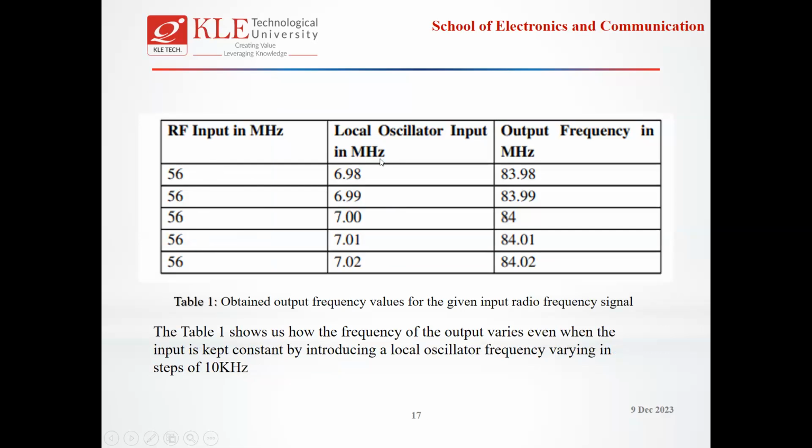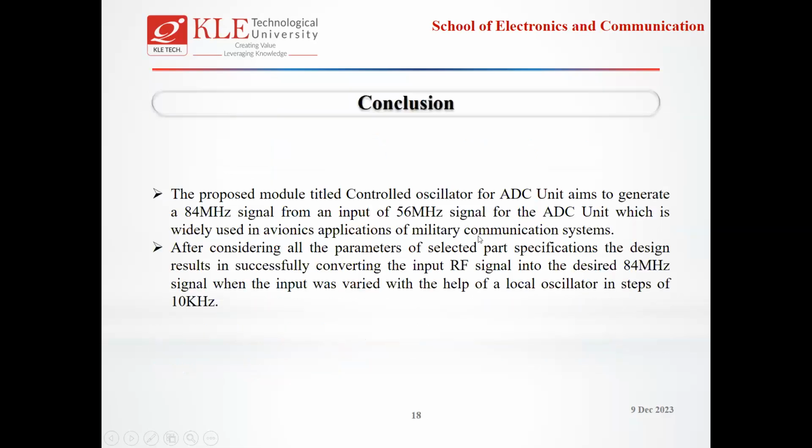And then the local oscillator input, we were shifting it in terms of 10 kilohertz and trying to get the output, which was 84 megahertz. And this would be given as an input to our next block, which is our ADC unit.